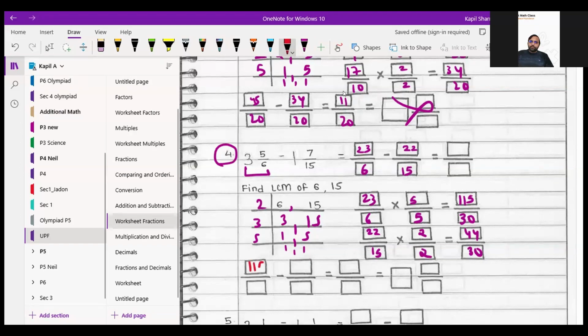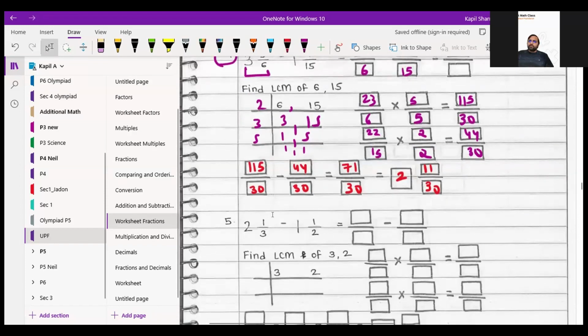Okay, so then 115 upon 30 minus 44 upon 30 is equal to 71 upon 30. Yes, Swastik, is this clear? Is this fine? Okay, fine. Now, of course, you can divide 71 by 30 and we'll get 2 and 11 upon 30.